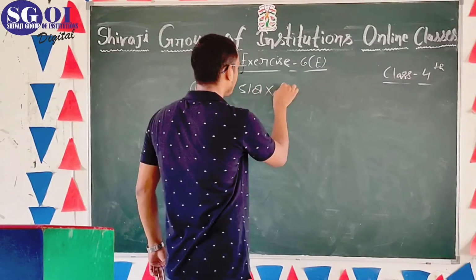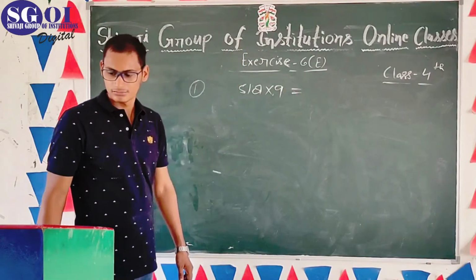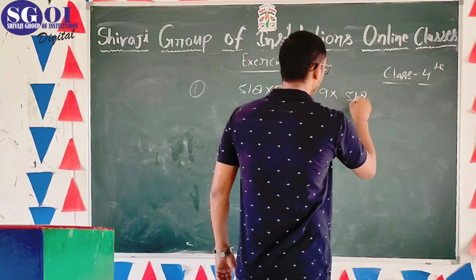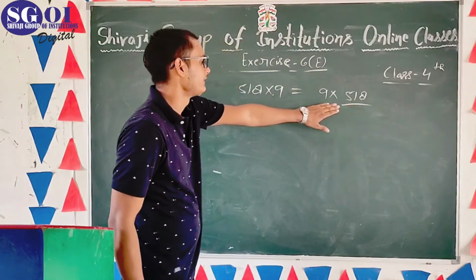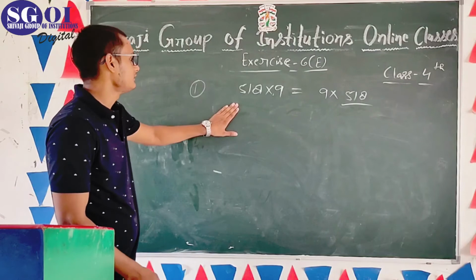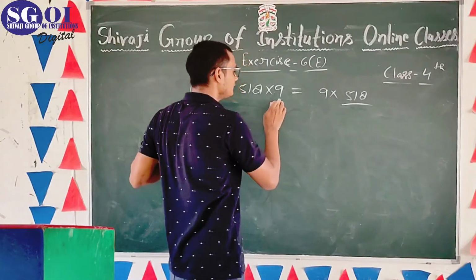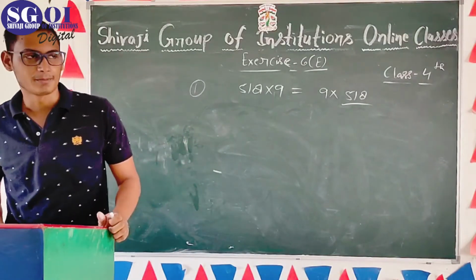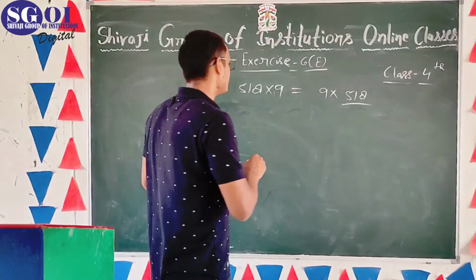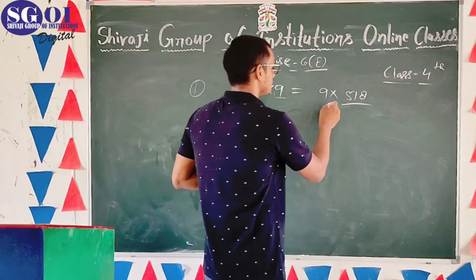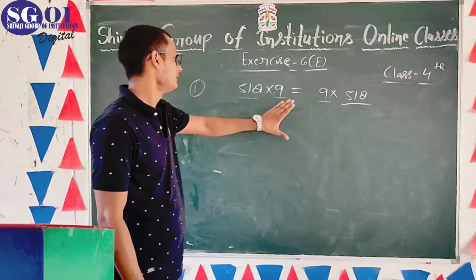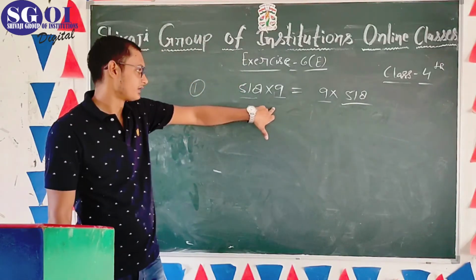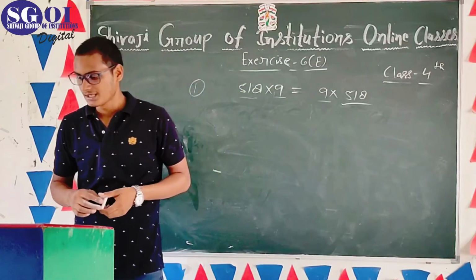518 multiplied by 9 is equal to 9 multiplied by 518. The answer is 518 because here we apply the order property. If we change the order, the product doesn't change. Understood? The product doesn't change.